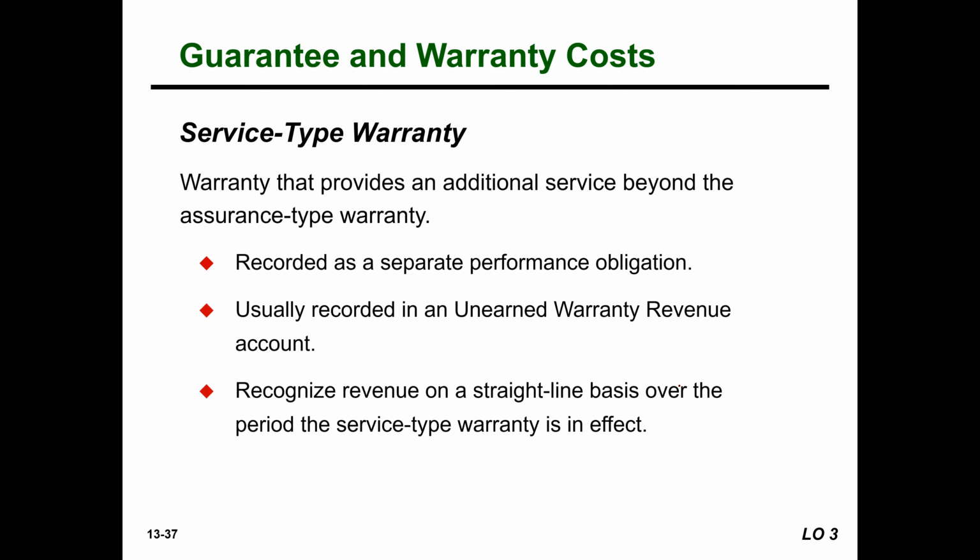Service type warranty, a warranty that provides an additional service beyond, so that additional, that extra cost warranty, right? So additional service beyond the assurance type warranty. Recorded as a separate performance obligation, usually recorded in an unearned warranty revenue account. And then we recognize revenue on a straight line basis over the period the service type warranty is in effect.